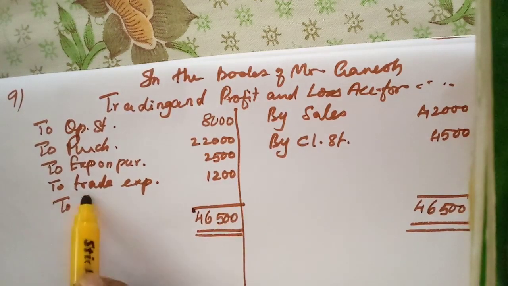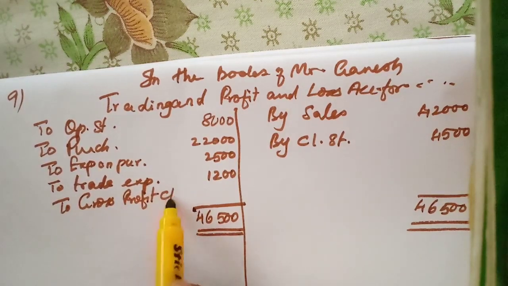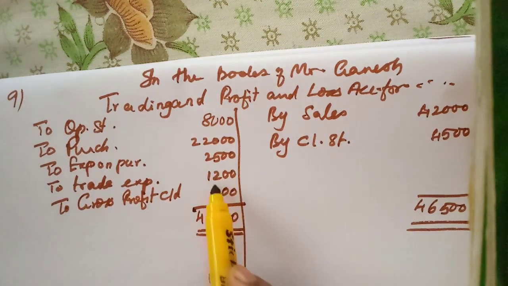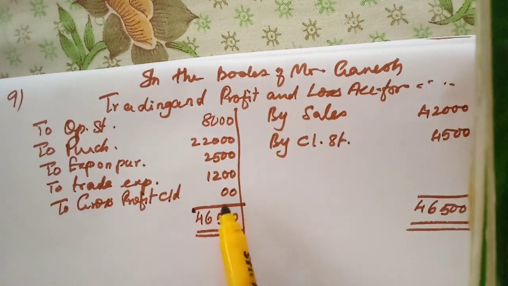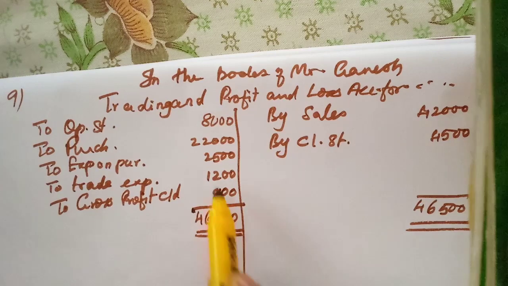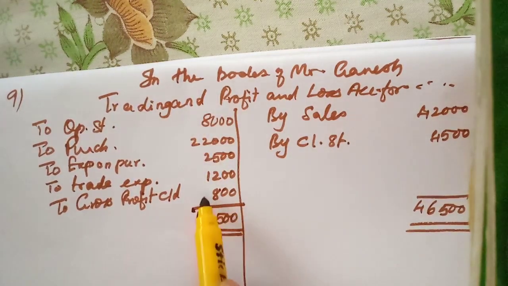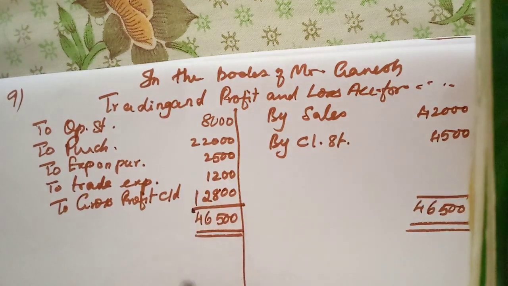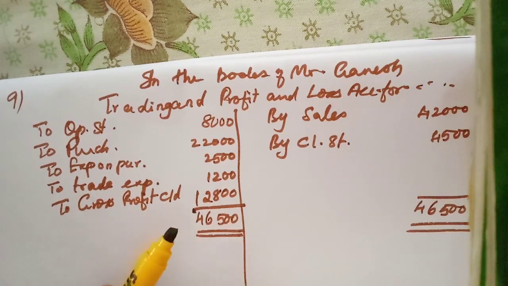Then to gross profit carried down. Here 7 plus 8, 15, balance 1, 9, 11, 13, 14, plus 2, 16, balance 1, 3 plus. Okay, there in the book the answer 14,000 is given. They have considered this trade expenses as indirect expenses.